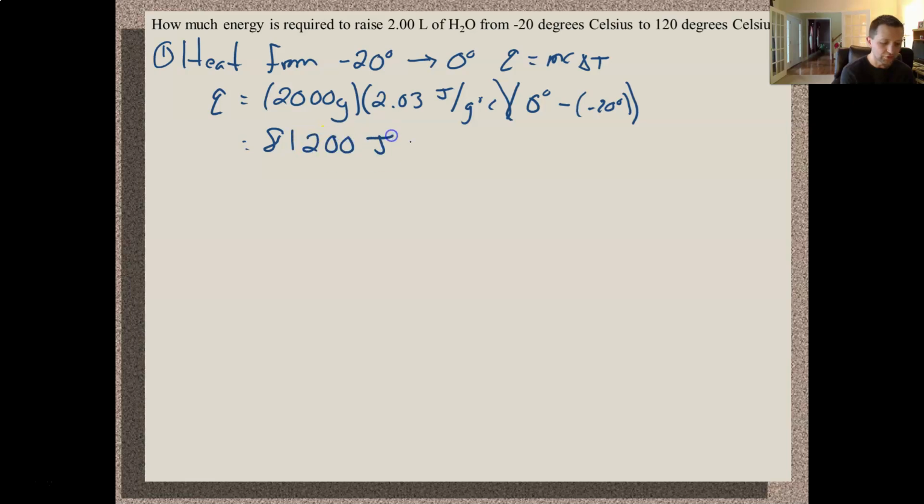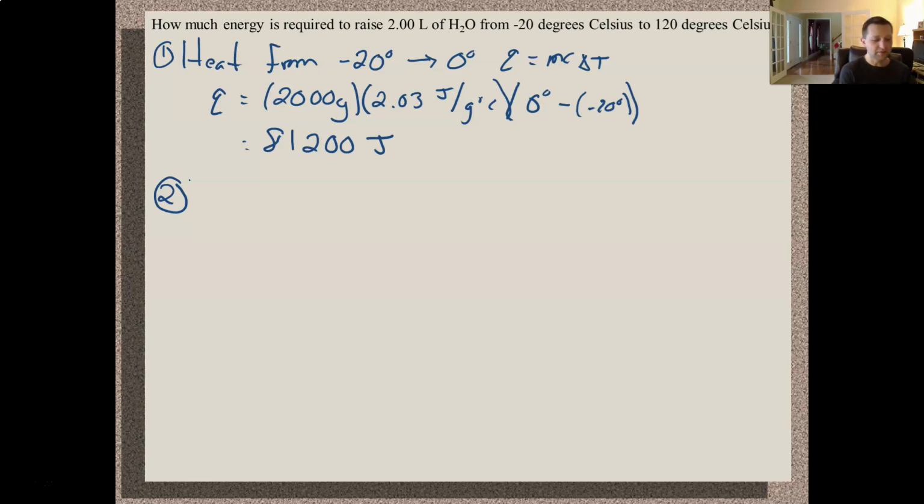81,200 joules for part 1. All right, so let's move on to the next part of this. So far we've heated that up 20 degrees. You're going to say, well, that's a huge number, 81,200. That makes sense, though. You're raising 2,000 milliliters of water 20 degrees in temperature. And the specific heat per 1 gram for 1 degree is 4.184 joules. So it looks reasonable. It should be a lot of energy.